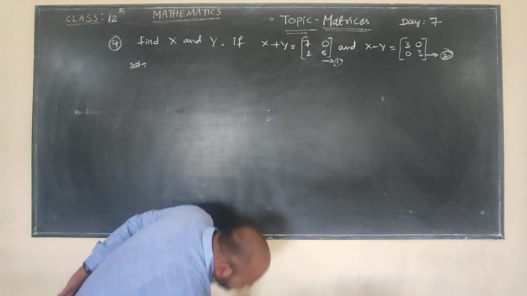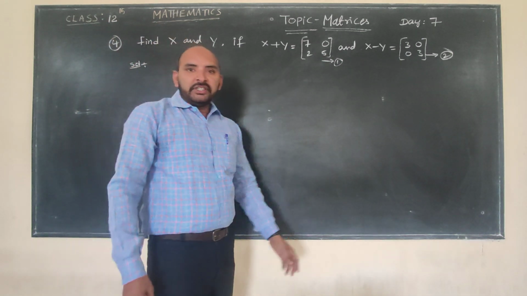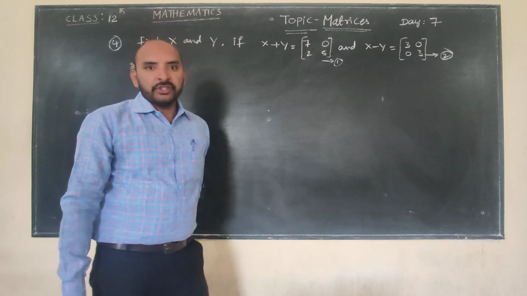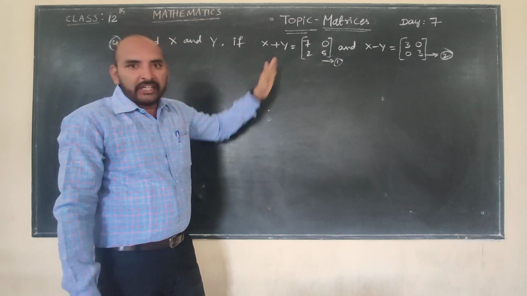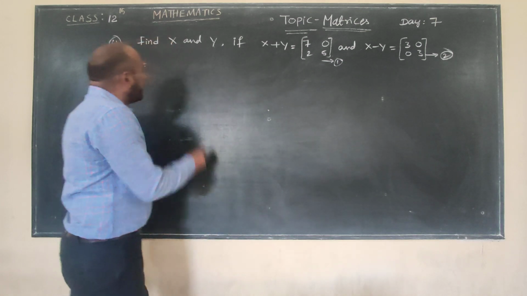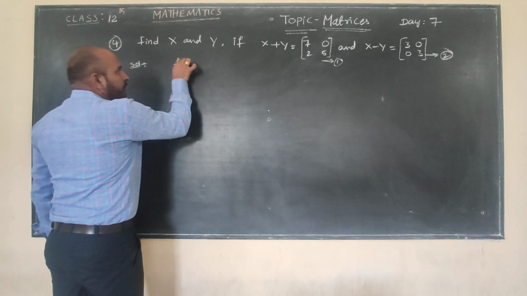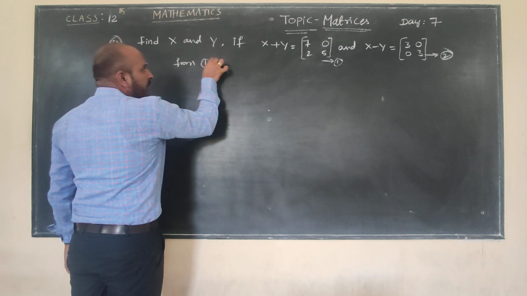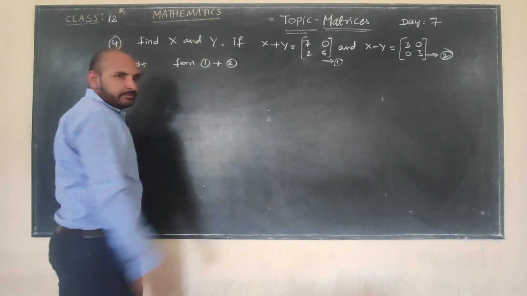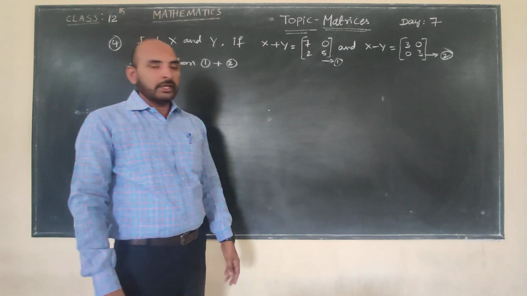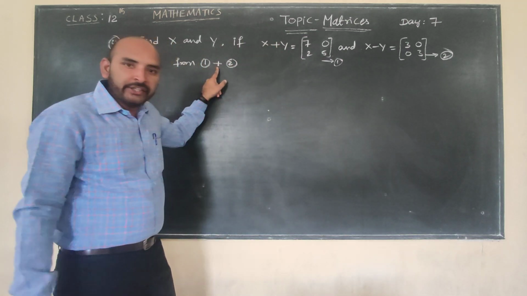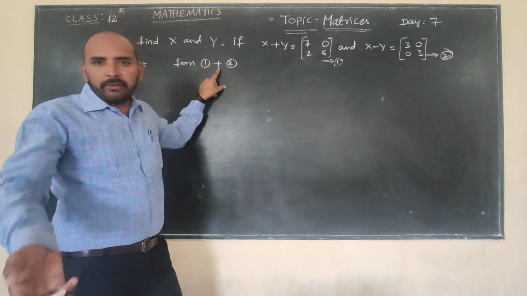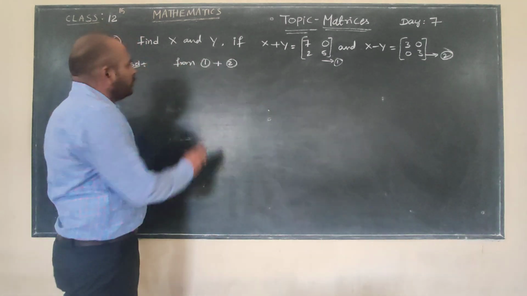From equations 1 and 2, we have to solve these two equations, either by addition or subtraction. So I am taking the first equation and second equation, adding equations 1 plus 2. Left side value with left side, right side value with right side, because I am taking addition. In place of addition, we can take subtraction, we get the answer, no problem.